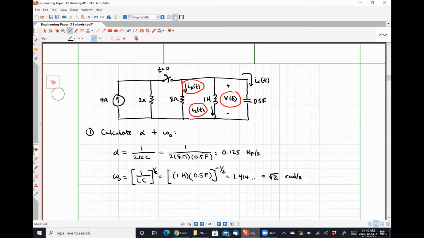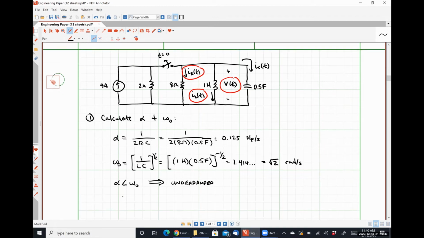So we can see that omega naught is larger than alpha. So do we have a critically damped circuit, an overdamped circuit, or an underdamped circuit? Underdamped, right? So alpha is less than omega naught means that we have an underdamped system.